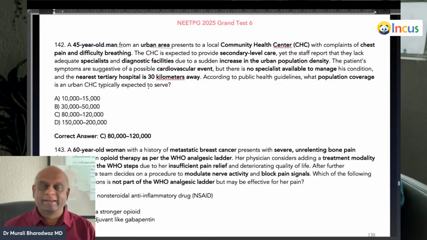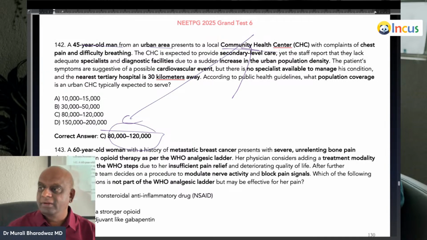A 45-year-old from an urban area comes to a community health center. So for how much population?